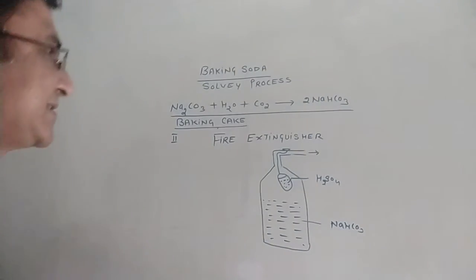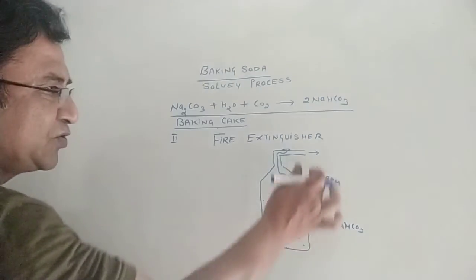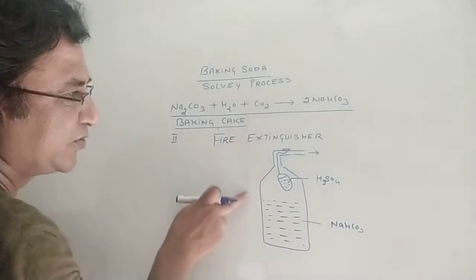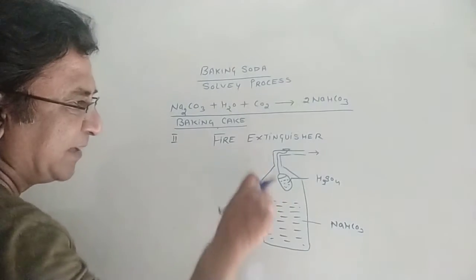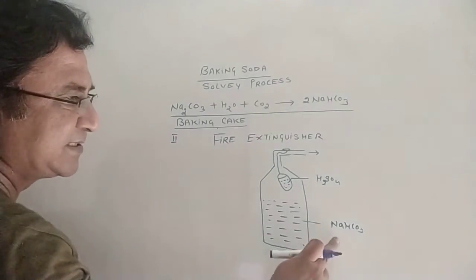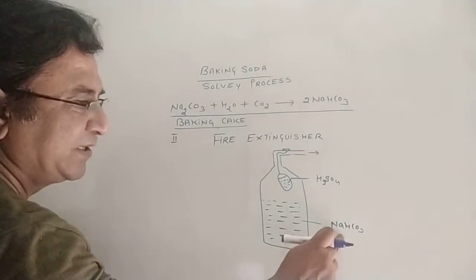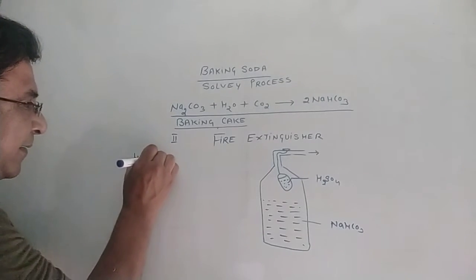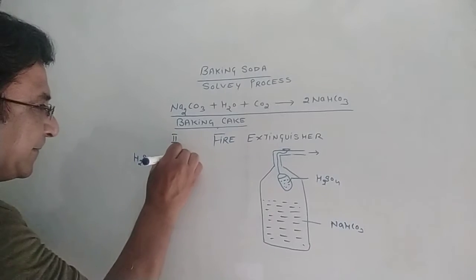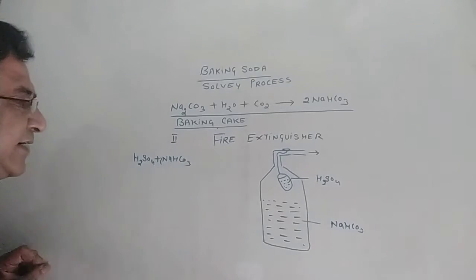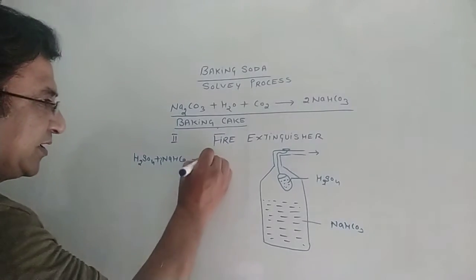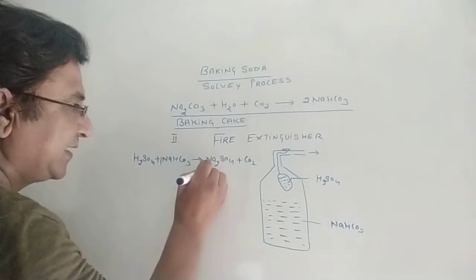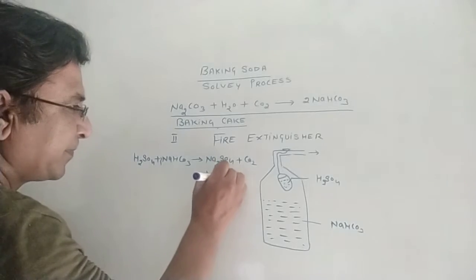What is the product? Let us see. Now when we push the button of the fire extinguisher, the ampule breaks inside. The sulfuric acid comes in contact with the baking soda. So the reaction is H2SO4 plus NaHCO3, correct? Let's have two molecules to balance the equation. It will form sodium sulfate salt plus carbon dioxide plus water.